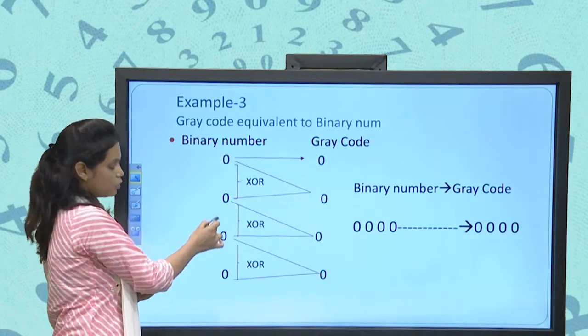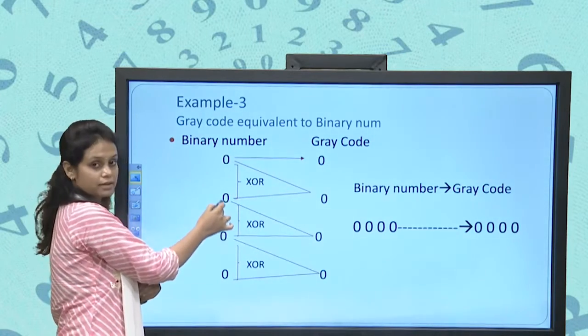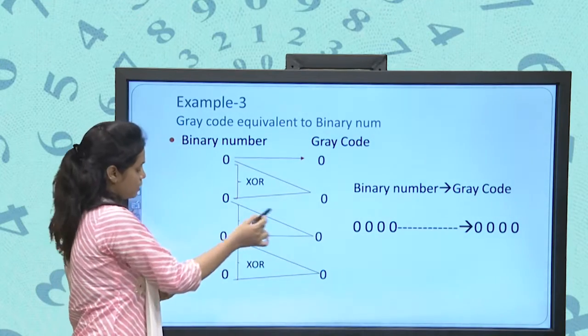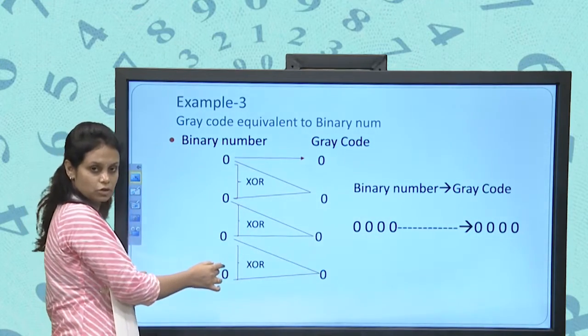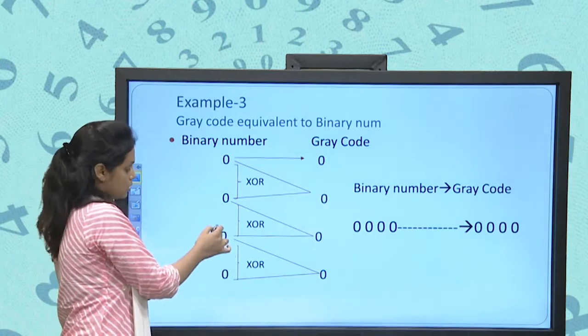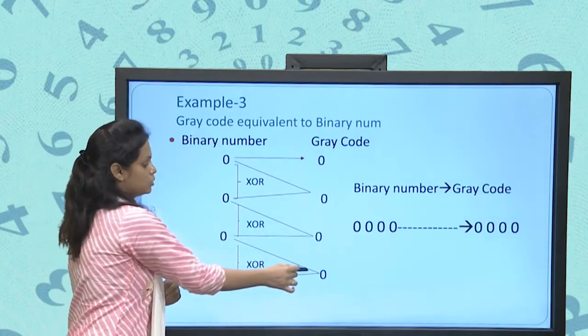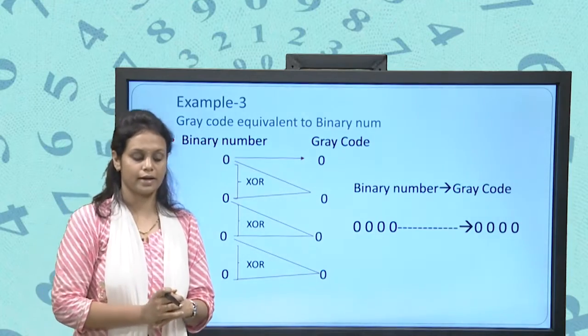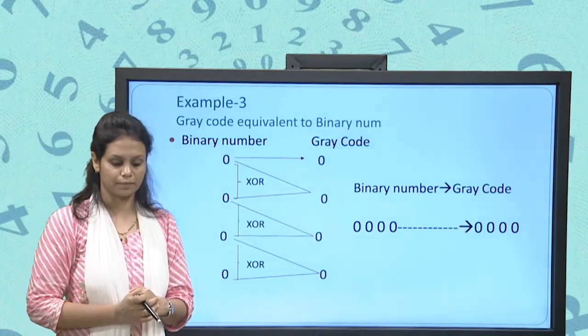Again we'll make the pair of these 2 bits. These 2 bits are same, so the output is 0. So the output of Xor is 0. Again we'll make the pair of the last 2 bits and we'll apply Xor. Fine, these 2 bits are same, so the output is 0, because if the bits are same, the output is 0, and if the bits are different, the output is 1.